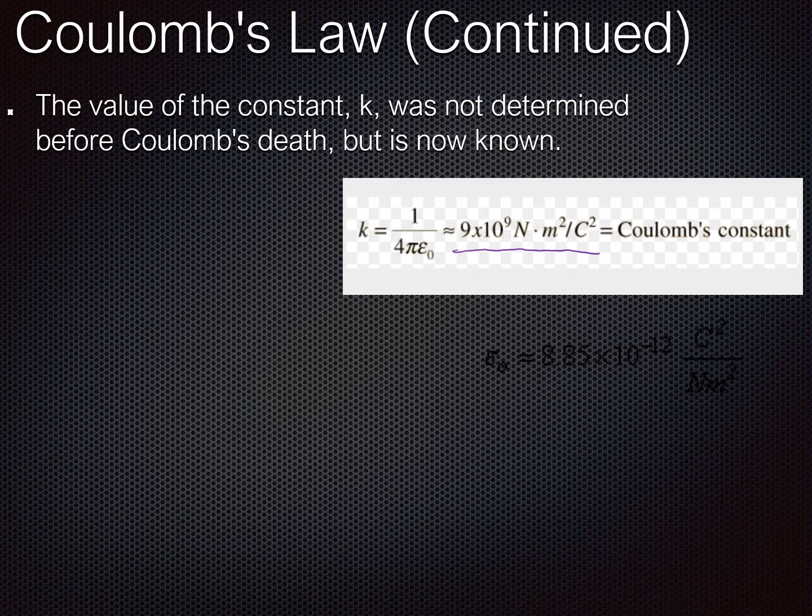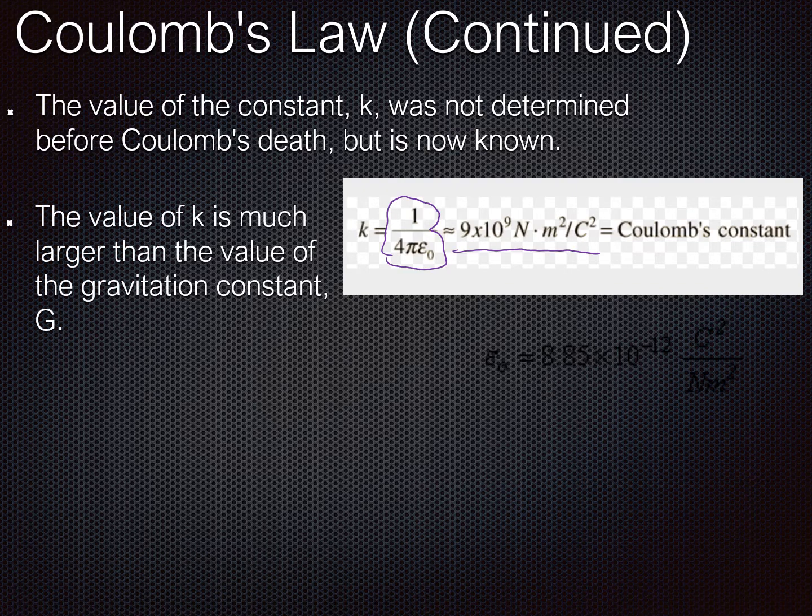This is Coulomb's constant. It's got a really complicated set of units. 9 times 10 to the 9, though, isn't too bad of a number to remember. It's also equivalent to 1 over 4 pi epsilon naught.